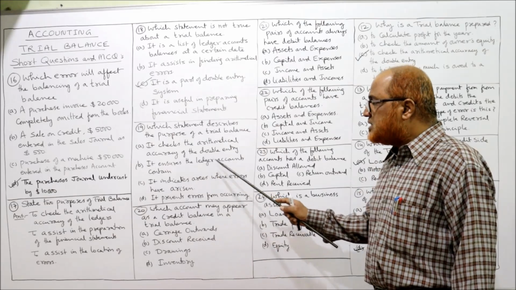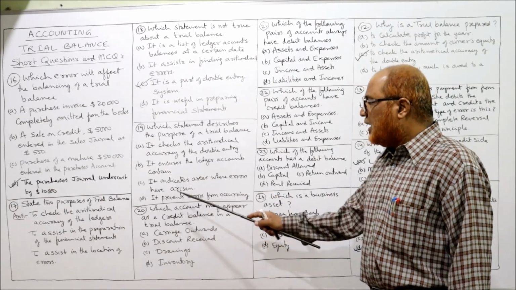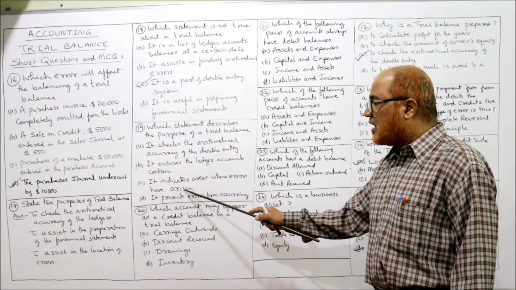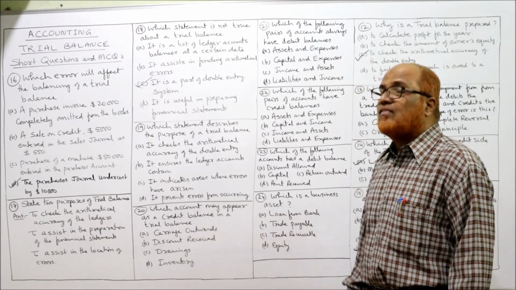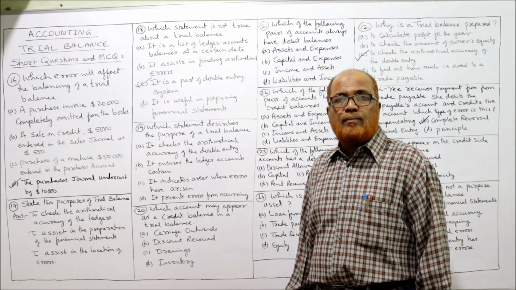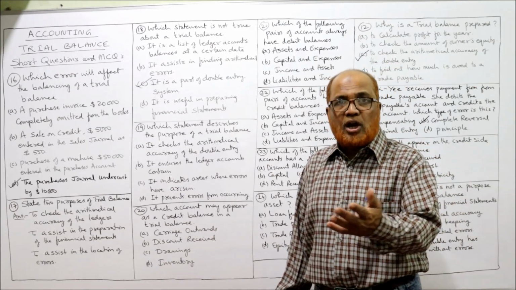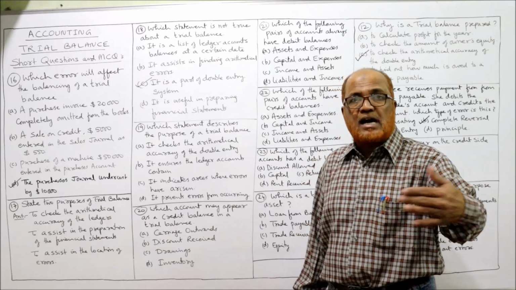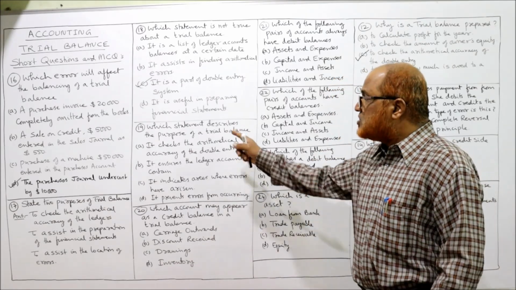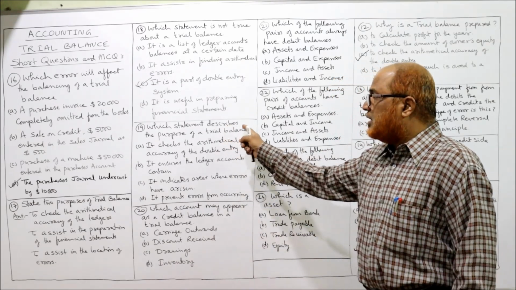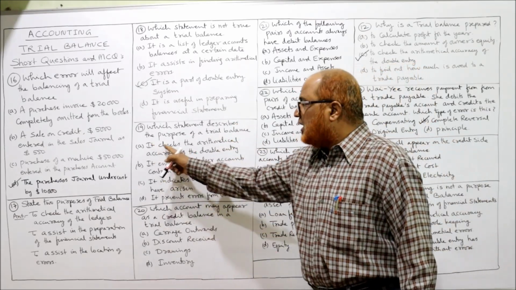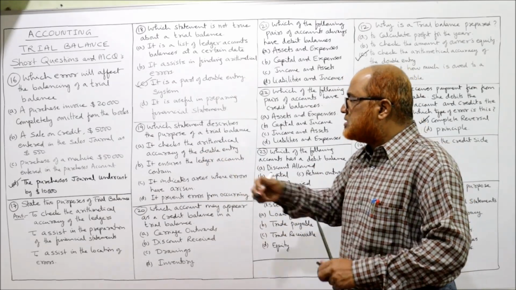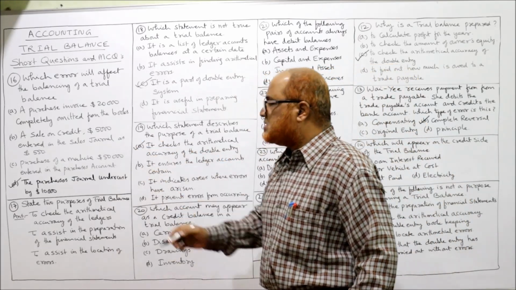It ensures that ledger accounts contain. No. It indicates areas where errors have arisen. No. It prevents error from occurring. No, not at all. The trial balance will not prevent errors from occurring. So, which statement is true? Which statement describes the purpose of the trial balance? The purpose of the trial balance is it checks the arithmetical accuracy of the double entry system.